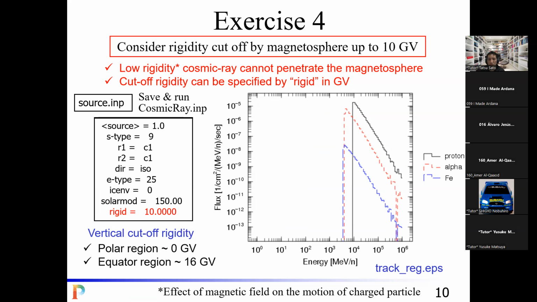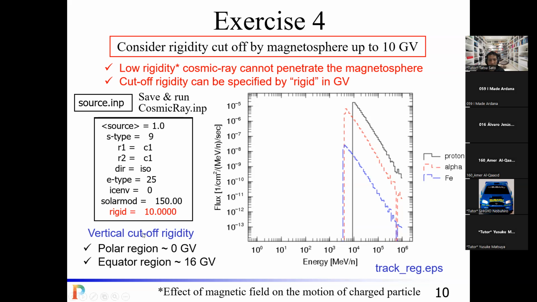So 10 gigavolt rigidity is not always the same as a function of energy. A proton with 10 gigavolt rigidity is almost equal to a 10 GeV proton. But for alpha or iron ions, it's roughly 4 GeV per nucleon.